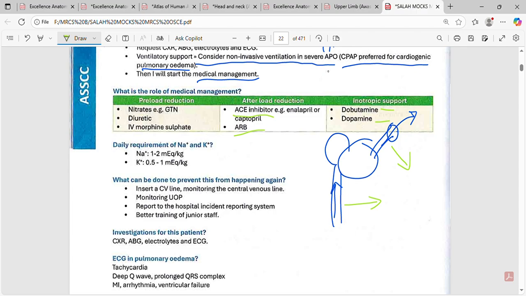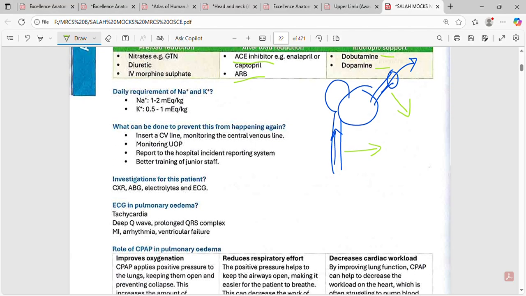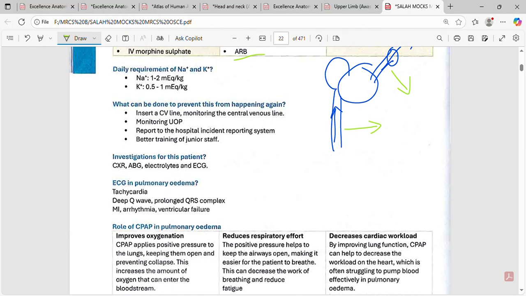The daily requirement of sodium is 1 to 2 milliequivalent per kg, and potassium is 0.5 to 1 milliequivalent per kg. What can be done to prevent this from happening again? Insert a central venous line, monitor the central venous pressure, monitor urine output, report to the hospital incident reporting system, and better training of junior staff.